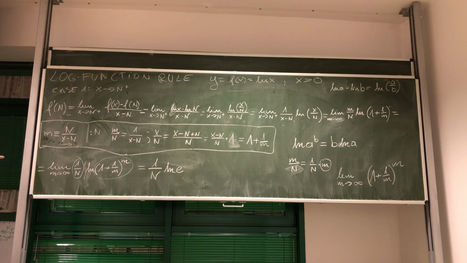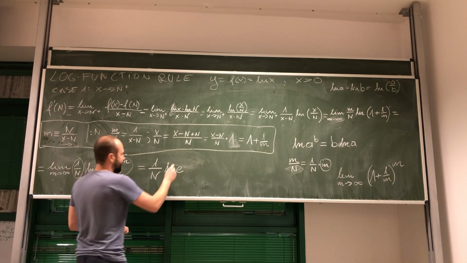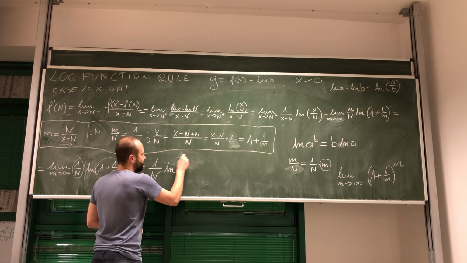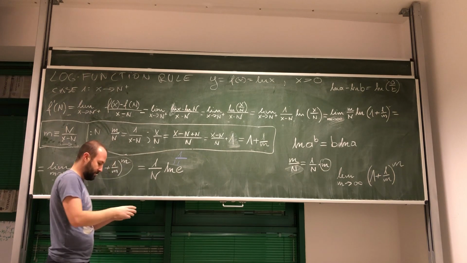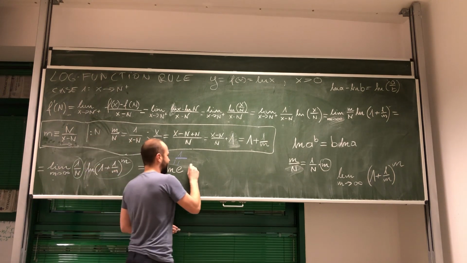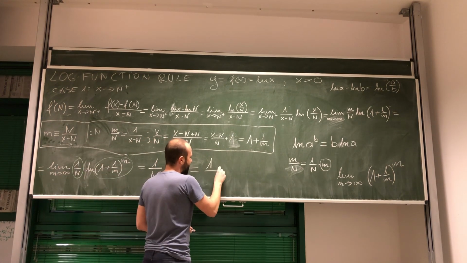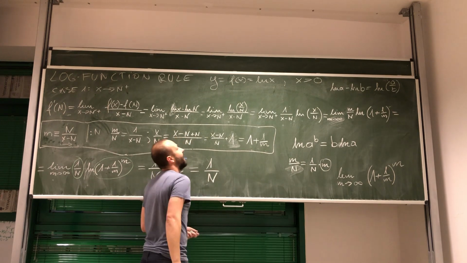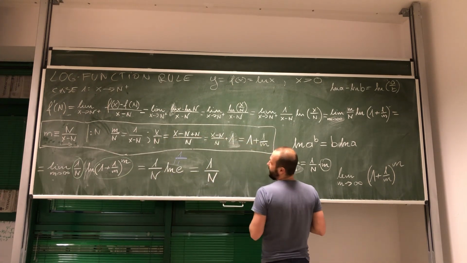So, how much is ln e? To which power do I need to take e in order to get e? Of course, this is equal to exactly 1. So the outcome we get is 1 over n. Okay.